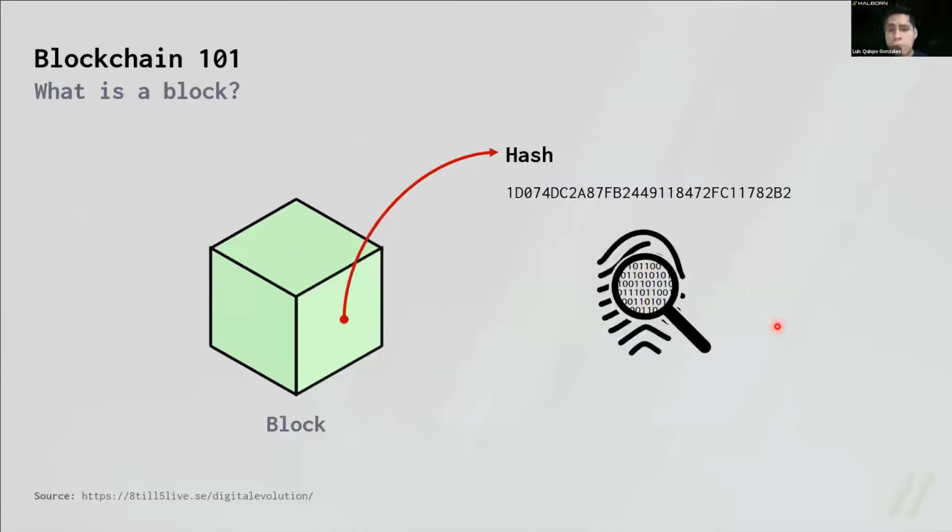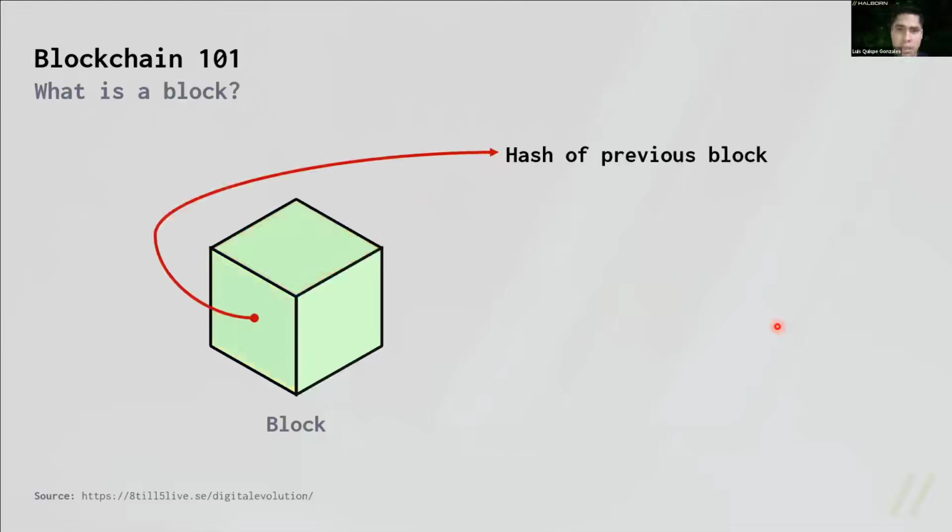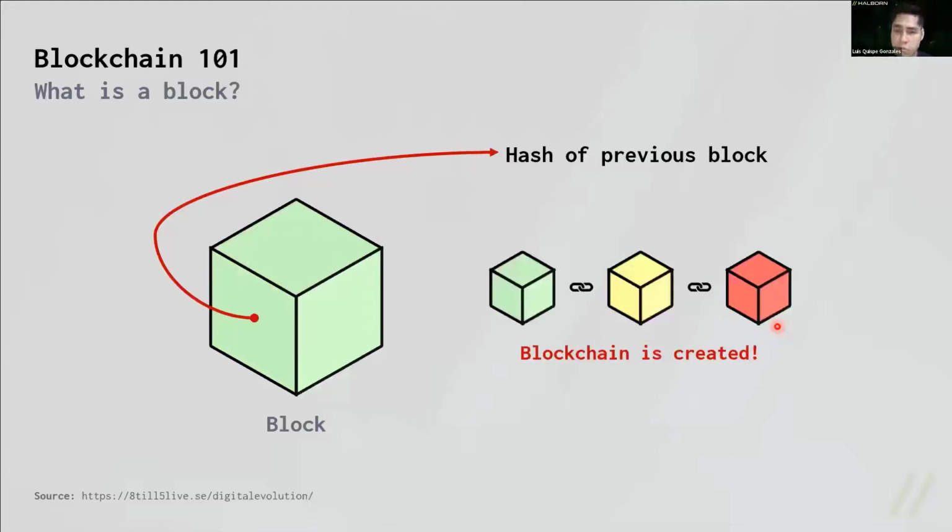We can compare the hash with a fingerprint. Every block has a unique hash. If we modify just one bit of the block, the hash is now completely different. If we modify another bit of the block, the hash is completely different again. So that's why the hash is very useful to verify if someone has tampered with our block. Finally, we have the hash of the previous block. With these three elements, we can create a chain of blocks, or blockchain.